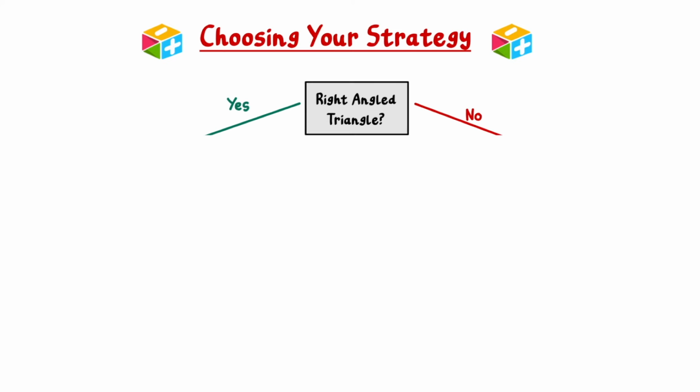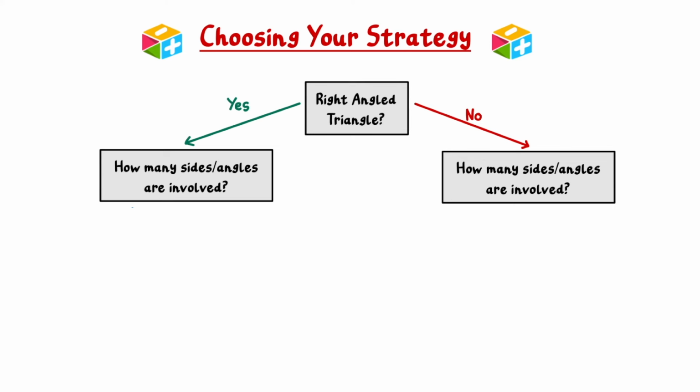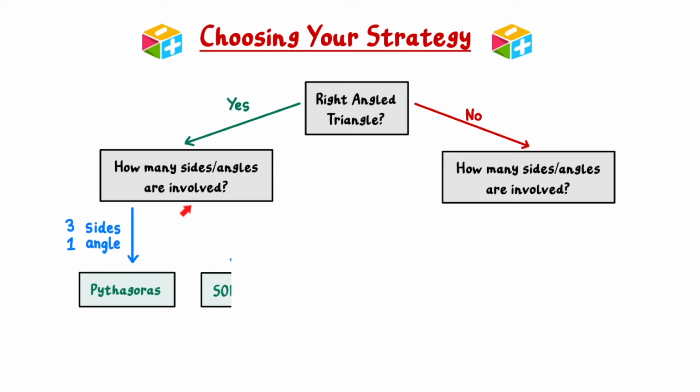When presented with a triangle, the first question to ask is whether or not it contains a right angle. The second thing to investigate is how many sides and angles are involved. Considering the case of a right angle triangle, if 3 sides and 1 angle are involved, then we should use Pythagoras' theorem. On the other hand, if 2 sides and 2 angles are involved, then we should use the SOHCAHTOA method.